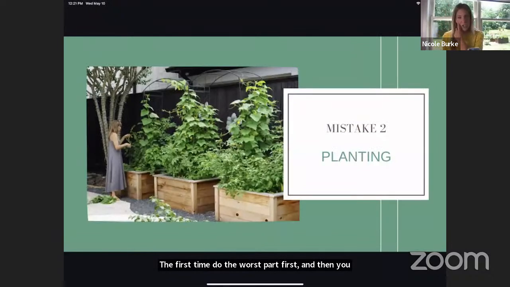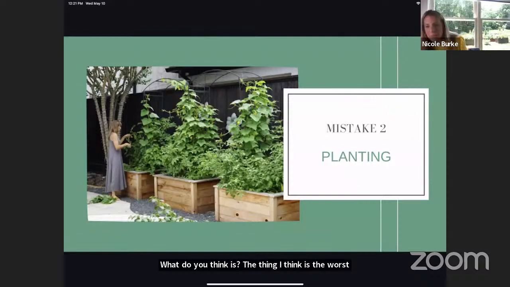All right, mistake number 2 is about the planting. Now, if you've been in my world for a while, you probably know what I'm going to say here, but what do you guys think is the biggest mistake I see people make when planting their kitchen garden? When people are planting their kitchen garden, what do you think is the thing I think is the worst mistake? Put it in the chat.